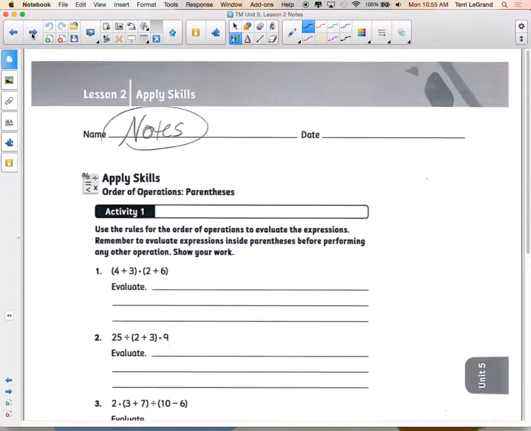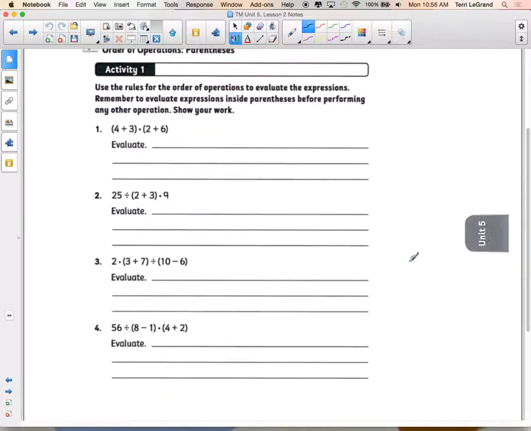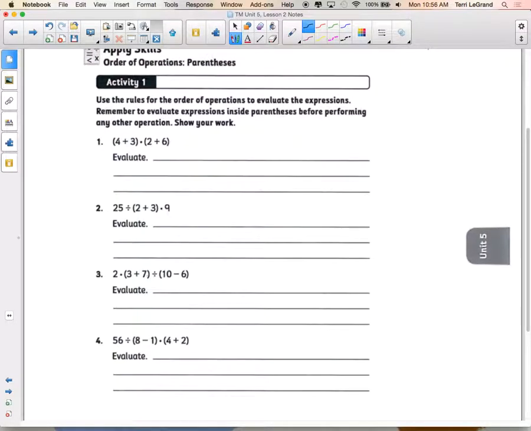So I will get to the second page here and we will get started. Okay, so what's the first thing you did on Friday? You wrote down the expression on the first line, so let's do it. Write down the expression that is given to us, exactly as it is given to us.